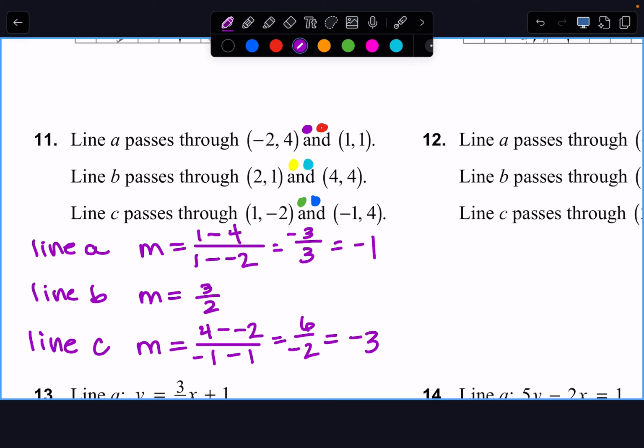Oh, this was so disappointing. Do we have any parallel lines? No. Do we have any perpendicular lines? No. This was a bummer. Boo. Nothing special. I didn't even know that was going to happen.